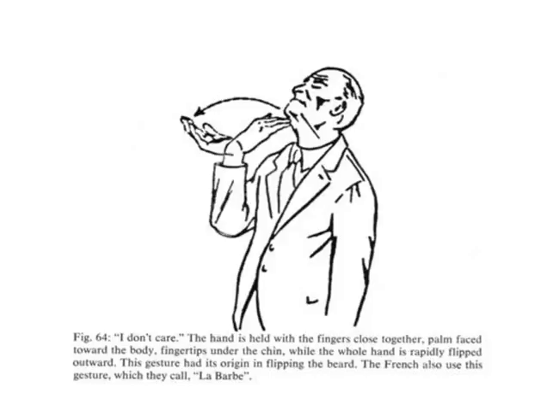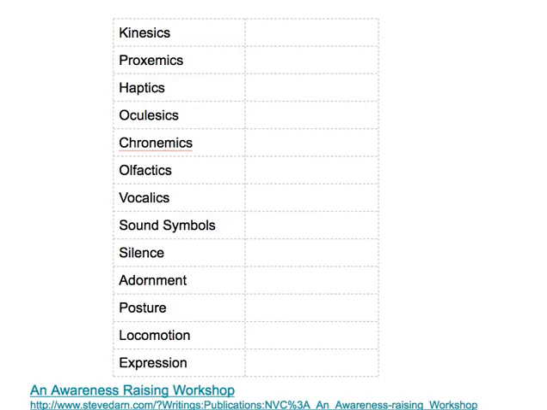In this case, the hand is held with fingers close together, palm faced toward the body, fingertips under the chin, and the whole hand is rapidly flipped outward. What does it mean? It means different things in different cultures. In Varner and Beamer, it talks quite a bit about all the different things to examine.